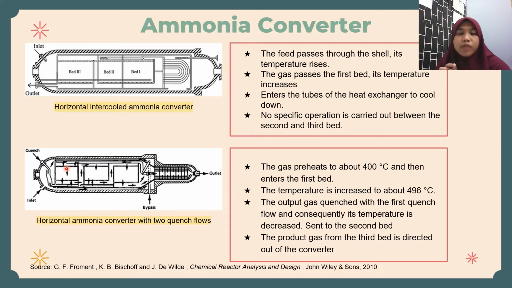After passing through the first bed, the temperature is increased to about 469 degrees Celsius. The output gas from the first bed is quenched with the first quench flow and consequently its temperature is decreased. After that, it is sent into the second bed. Similarly, the output gas from the second bed is mixed with the second quench flow and enters the third bed. Finally, the product gas from the third bed is directed out of the converter through the heat exchanger.